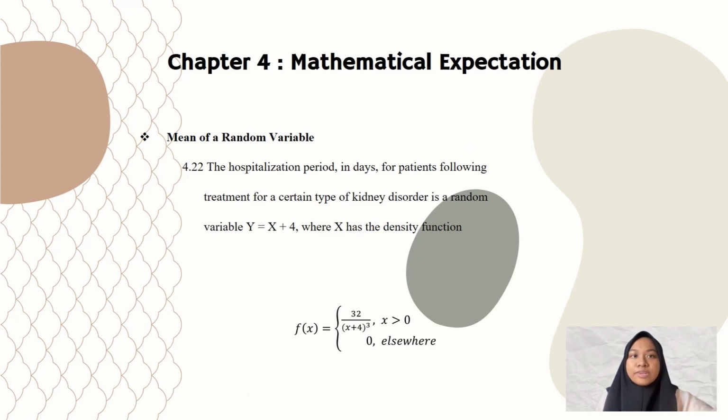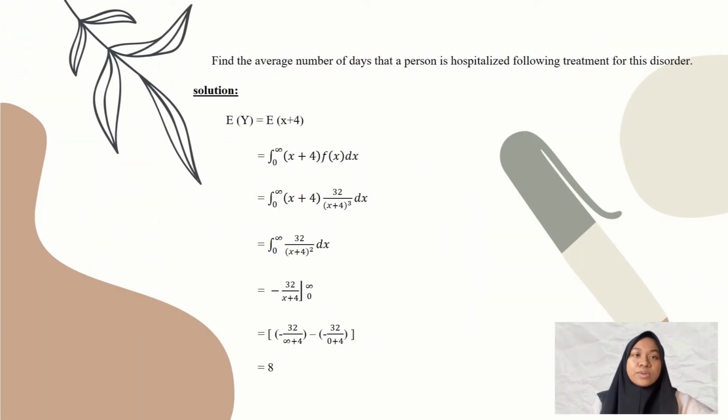Chapter 4, Mathematical Expectation. Mean of a random variable. The hospitalization period in days for patients following treatment of a certain type of kidney disorder is a random variable Y equal to X plus 4, where X has the density function. Okay, so the question is, find the average number of days that a person is hospitalized following treatment for this disorder.